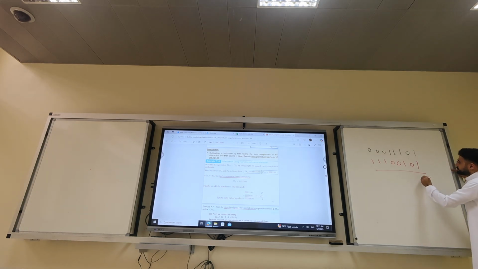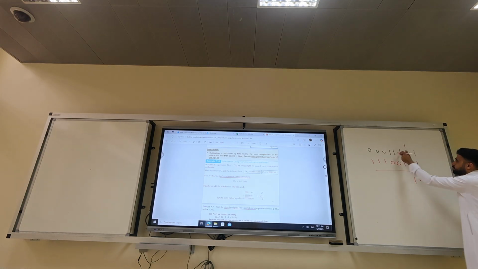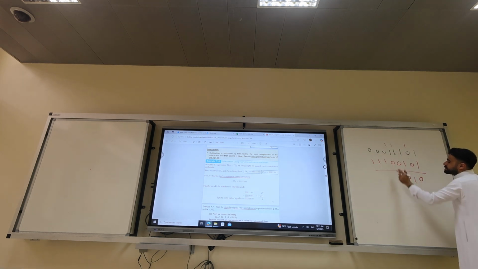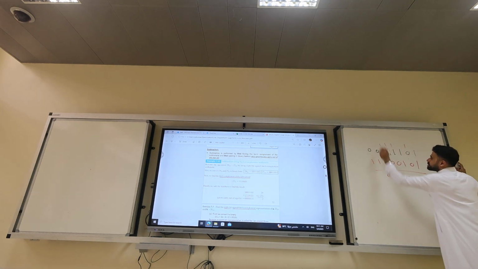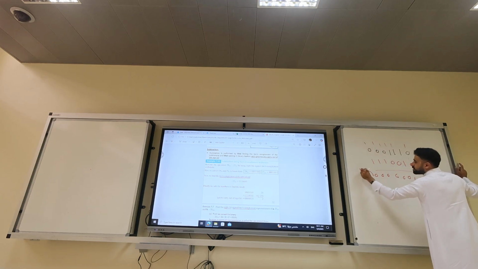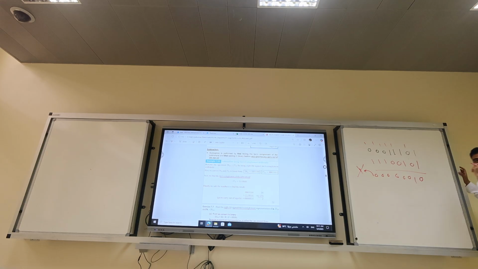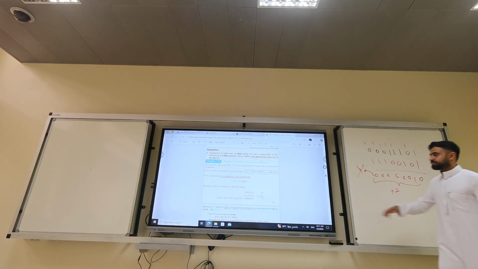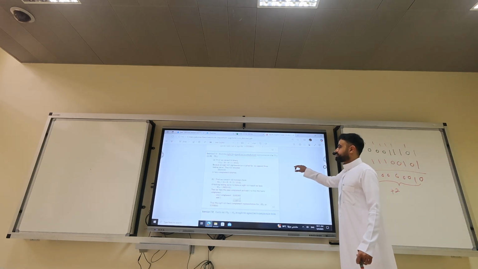So 1 plus 1 is 0 carry 1, 1 plus 0 plus 0 is 1, 1 plus 1, 1 plus 1, 1 plus 1, 1 plus 1, and 0 and carry 1. What did we say about this big one? You ignore it. What is this number in the signed 2's complement? This is plus. Okay? Let's do another example.